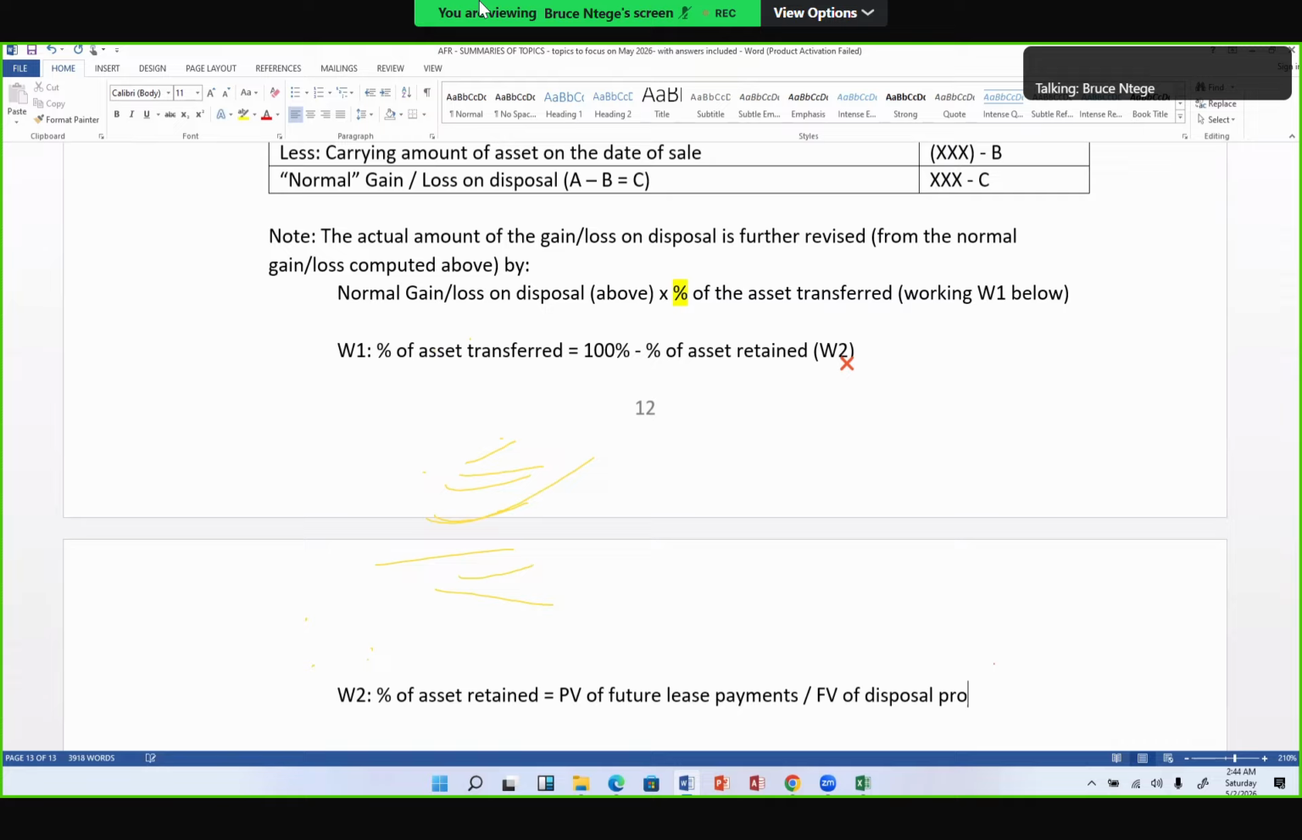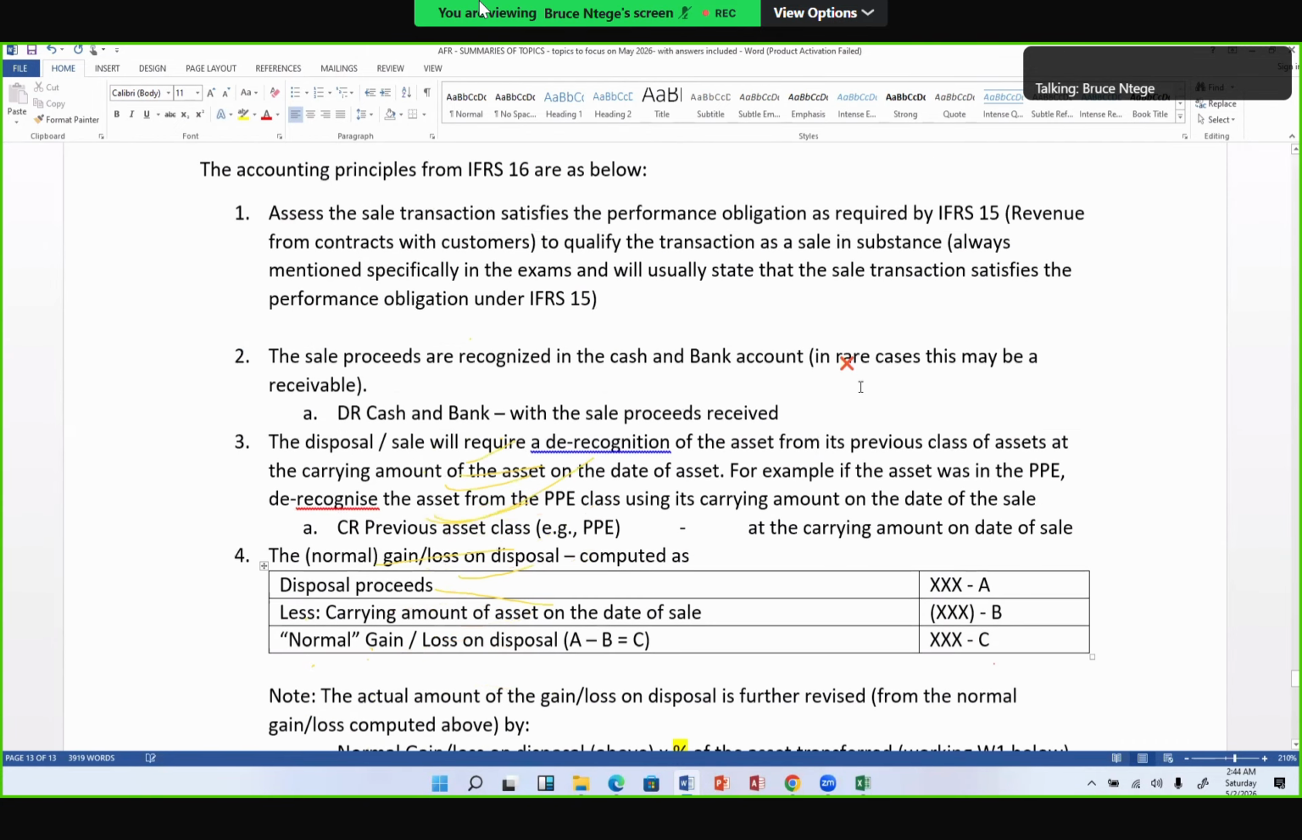Students struggle with this number 4. So students can say, okay, number 1, I'll get that.